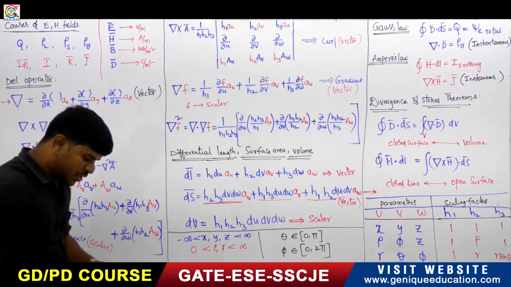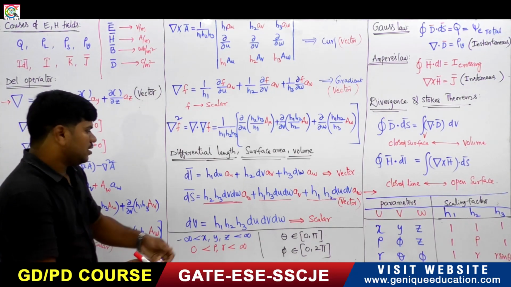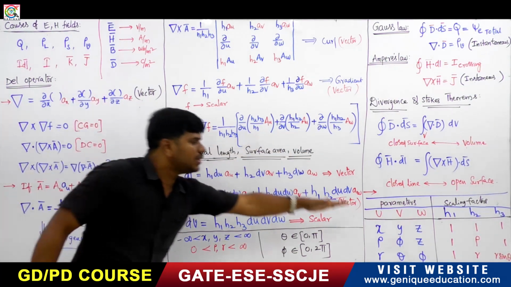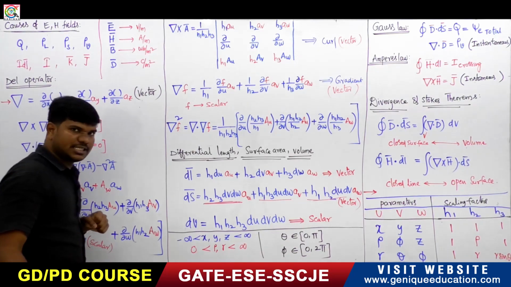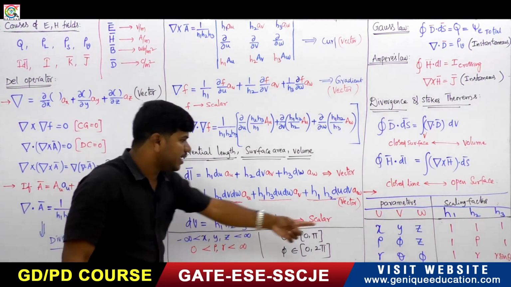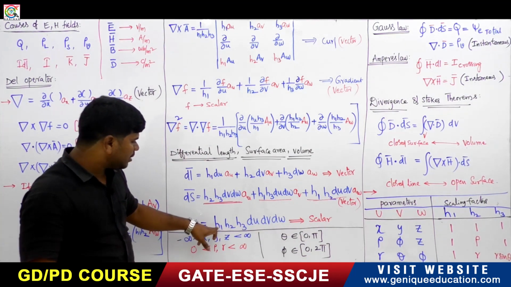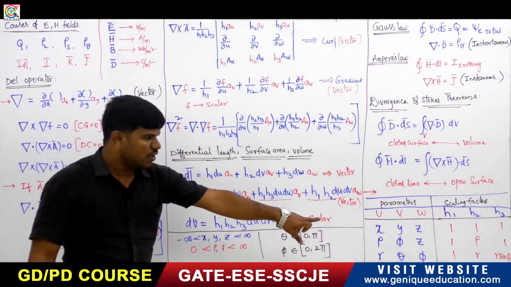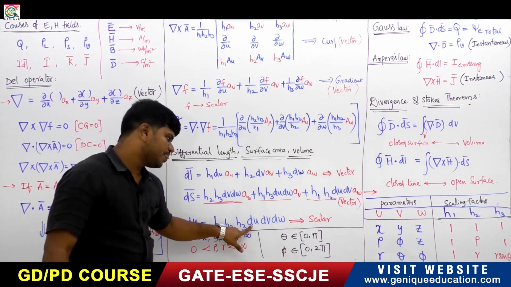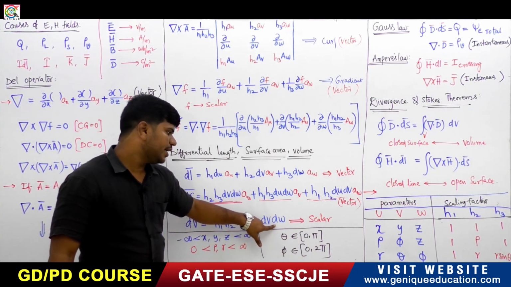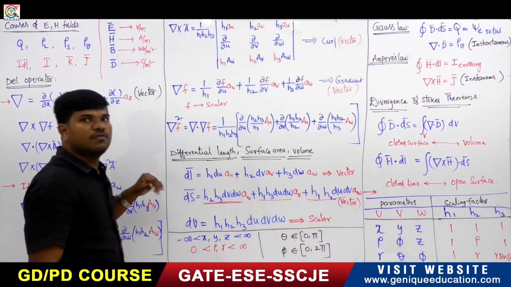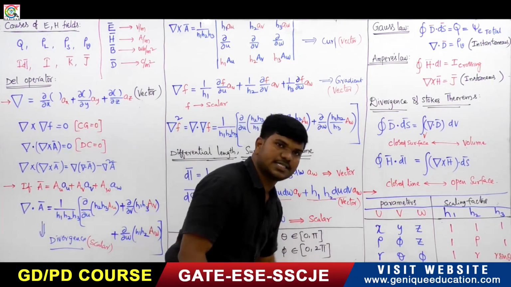So this is dv. dv means H1, H2, H3, du, dv, dw. So it is applicable for all 3 coordinate systems. Suppose I want to write the differential volume in the spherical coordinate system, first of all I have to multiply H1, H2, H3, which is 1, r, r sin theta. So r square sin theta into dr d theta d phi. So this is the differential volume for the spherical coordinate system.